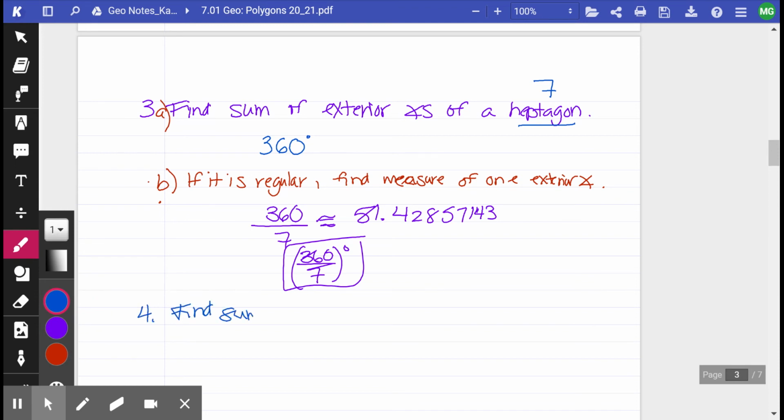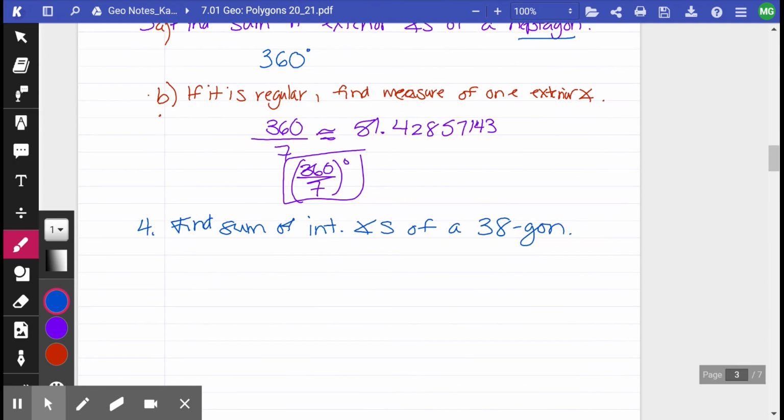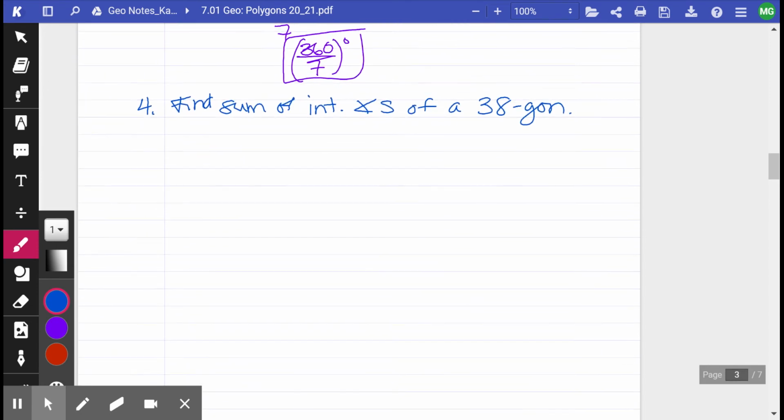All right, number 4. Find the sum of the interior angles of a 38-gon. So when we get up to the higher ones, we can just call them by how many sides they have, -gon. So a 38-gon means it has 38 sides. So pause the video and find that right now. All right, so you should have subbed 38 in for n, and you should have gotten 6,480 degrees.